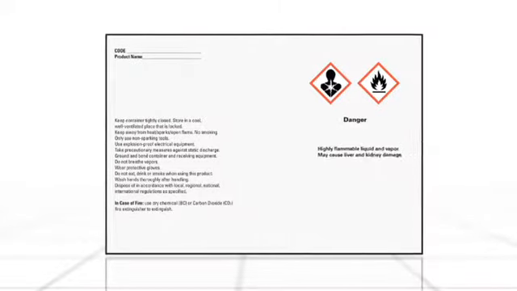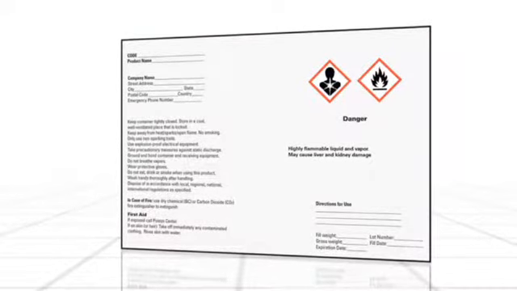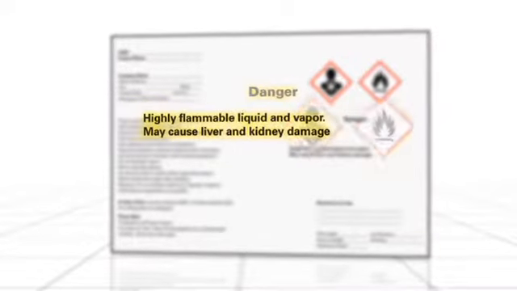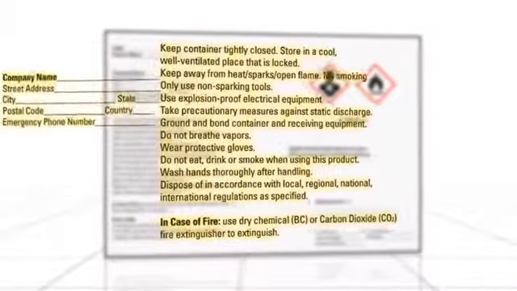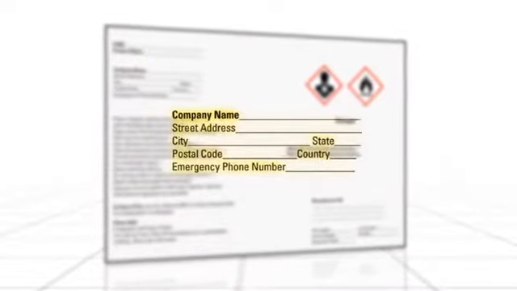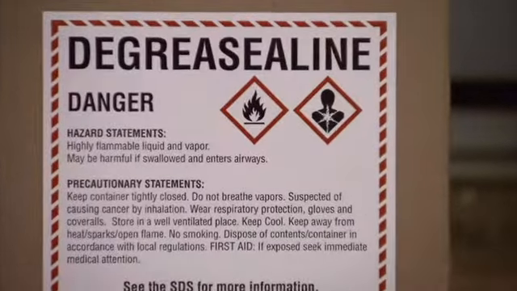Chemical manufacturers and importers are required to label containers to communicate what the chemical is, its hazards, and how to protect you. Specifically, labels must have a product identifier, a signal word, hazard statements, pictograms, precautionary statements, and the name, address, and telephone number of the manufacturer, importer, or other responsible party. All of this information must be located together on the label.